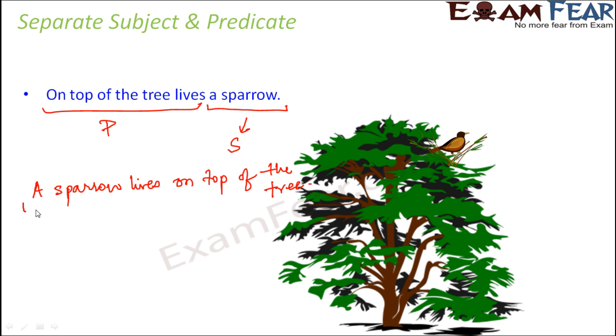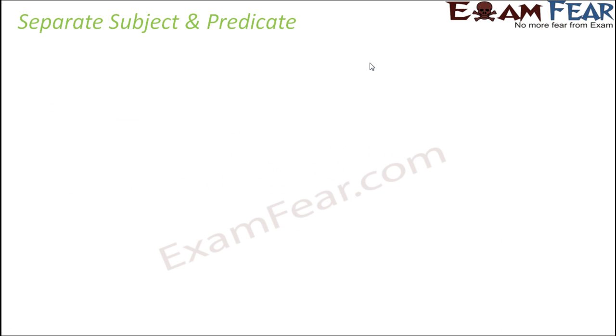So if you write it like this here, a sparrow would be the subject, lives on top of the tree would be the predicate. So if you looked at the position of the subject and the verb, you see that they have been interchanged. Here the subject comes first and then comes the verb lives, and here the verb comes first and then comes the subject. So that is why this is called subject verb inversion.